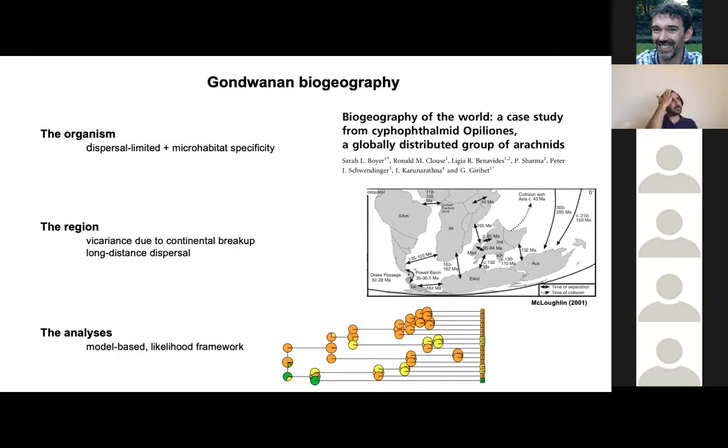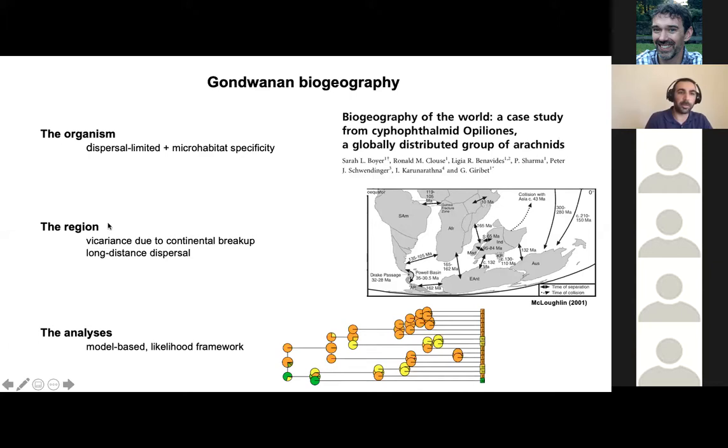Getting into biogeography, there are 3 points I want to make. First is dealing with the organism. Triaenonychids, like many Opiliones, are dispersal limited, and they have high microhabitat specificity. This kind of specificity and limited dispersibility makes Opiliones really good biogeographic indicators and candidates for studies like this.